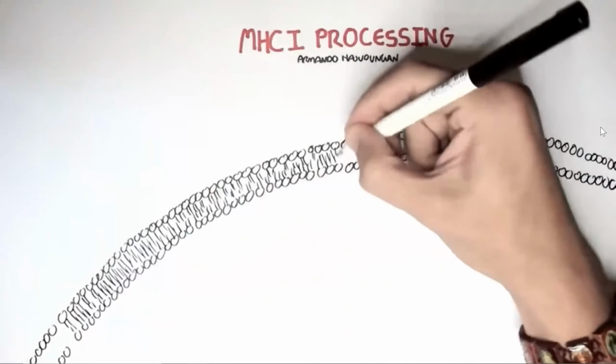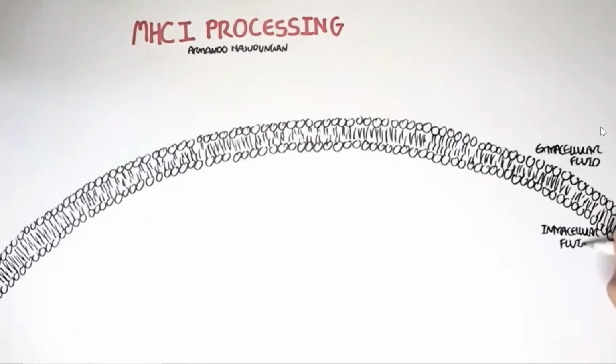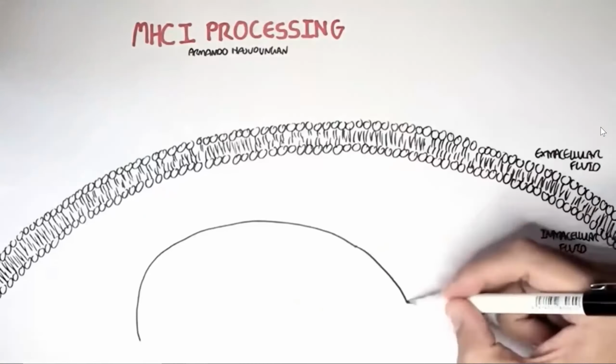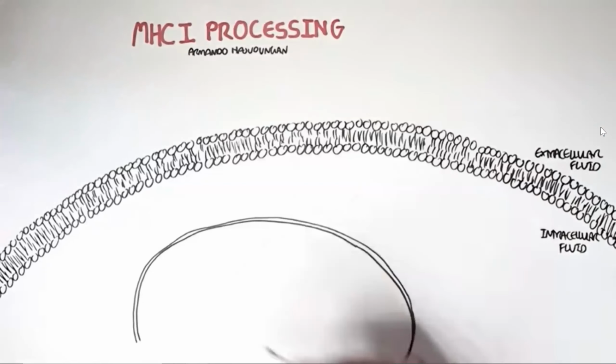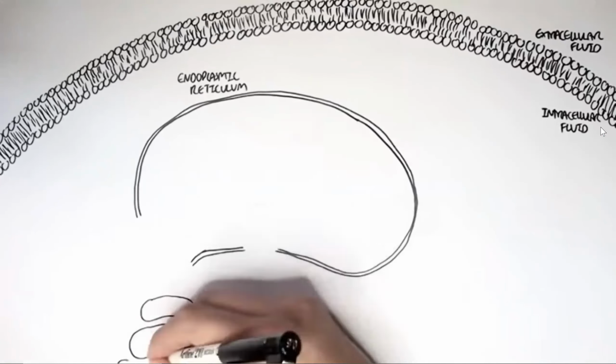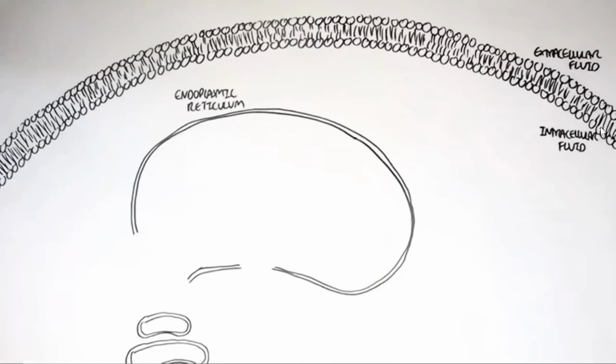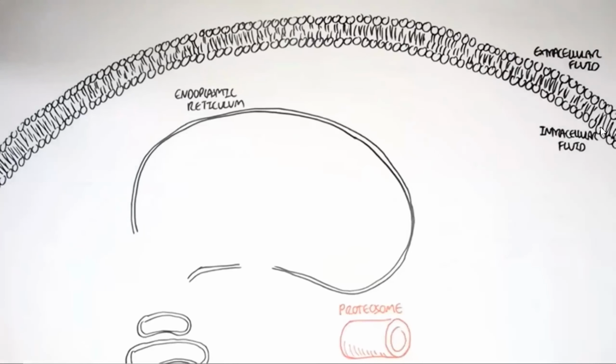It can be any nucleated cell. Here we have the extracellular fluid, and here we have the intracellular fluid. Some important components within the cell that we have to know are the endoplasmic reticulum, specifically the rough endoplasmic reticulum, which of course is close to the nucleus, which I have not drawn. But just know that we have an endoplasmic reticulum. Further, we also have the Golgi apparatus, which is important in MHC1 processing. And lastly, we have an important complex known as the proteasome. Now, the proteasome is within the cytoplasm and has important functions, which we'll talk about soon.